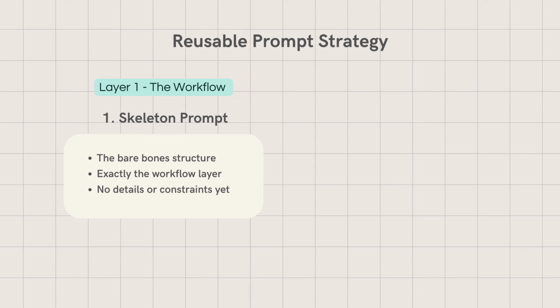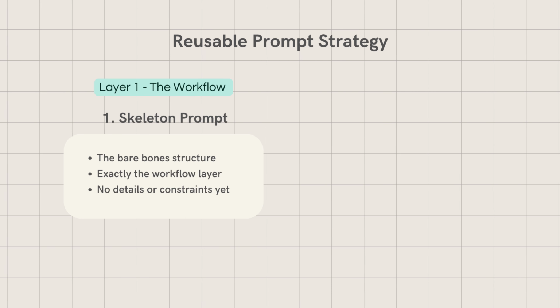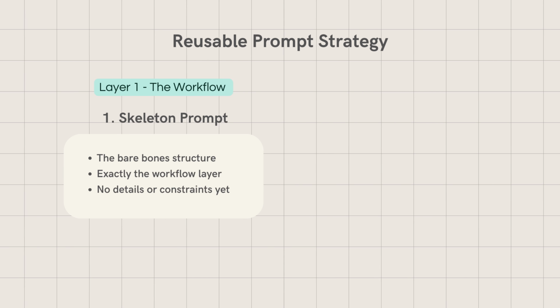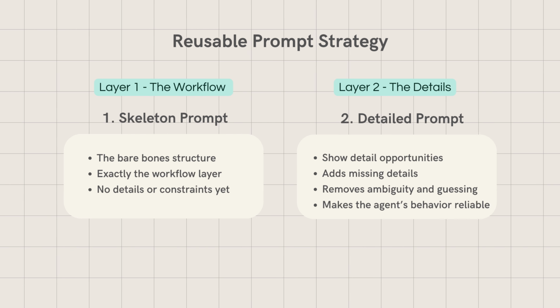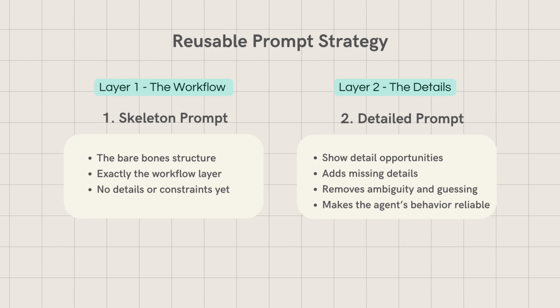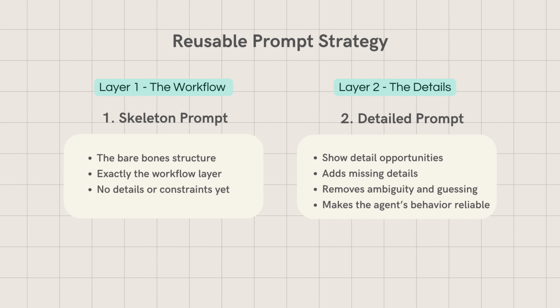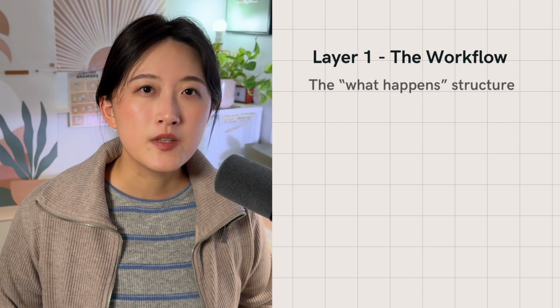First, we'll walk through how to build the skeleton prompt, the bare-bones structure of the agent, the sequence of actions that shapes the automation. Then we will look at what the skeleton prompt is missing and the details you need to add on top of it. So let's start with layer 1, the workflow.